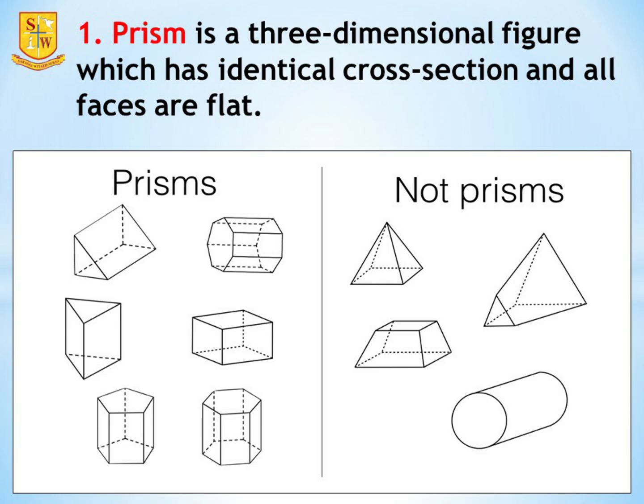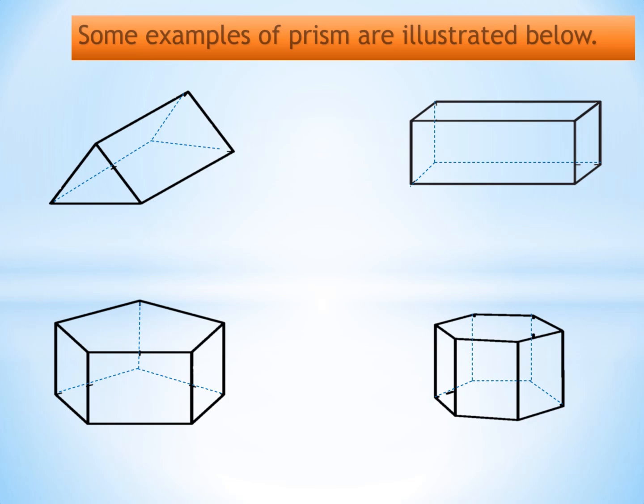Now let's go to an example of not a prism, which is a cylinder. A cylinder has the same cross-section, but the faces are not flat. Therefore, a cylinder is not a prism. Did you understand what is a prism and not a prism? Some examples of prisms are illustrated below.